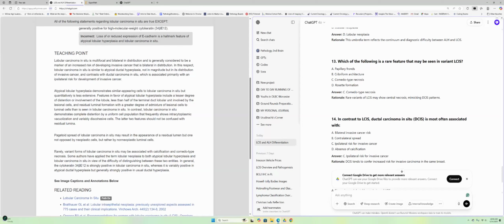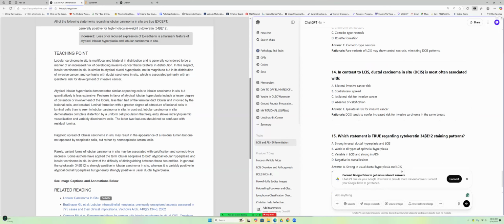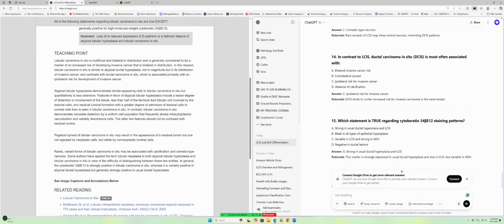Which of the following is a variant that commonly has comedo-type necrosis? In florid LCIS, remember? Sometimes not all comedo necrosis means automatic DCIS. I can bet you that in real life, there are a lot of pathologists who would see LCIS with comedo necrosis and they'll call it DCIS.